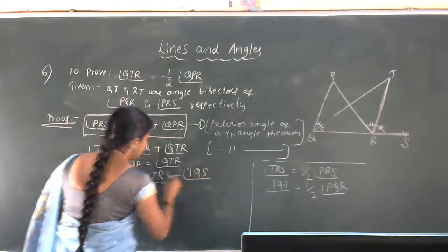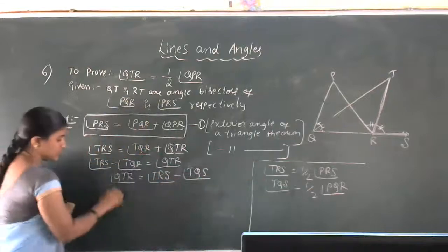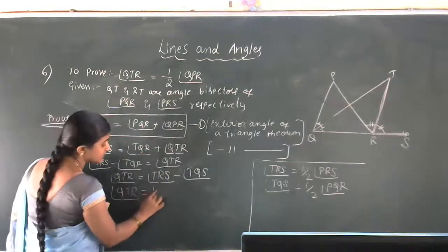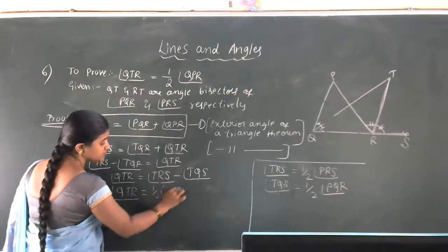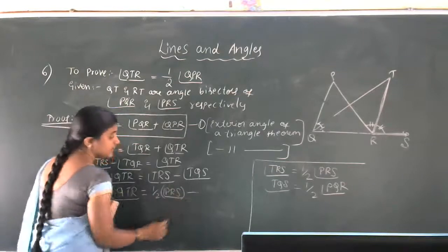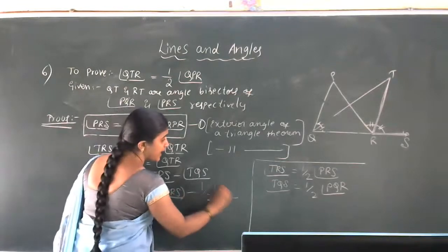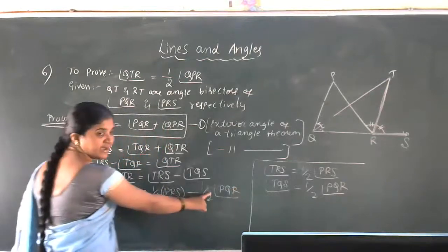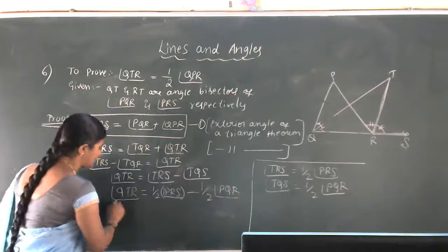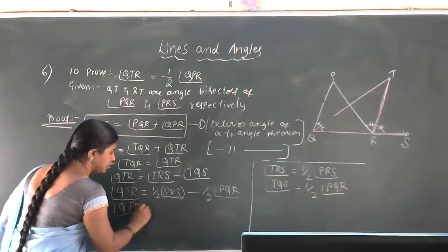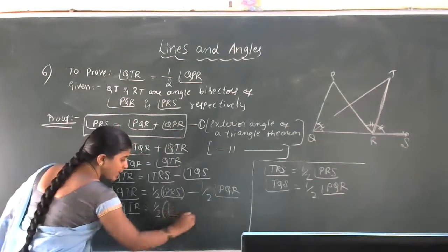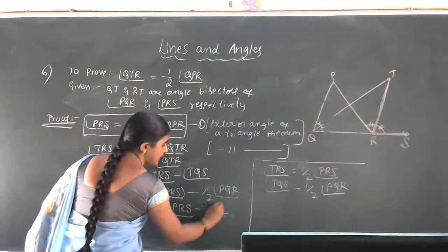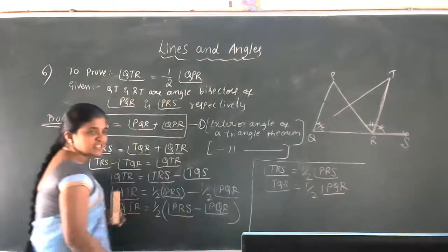Let us substitute those two values in this corner. QTR, which is equal to TRS, is half of PRS minus TQS, which is half of PQR. Let us see the data. Here half is common. Can we remove half outside? So QTR is equal to half of what is inside: angle PRS minus angle PQR.